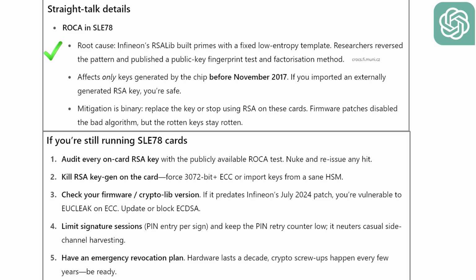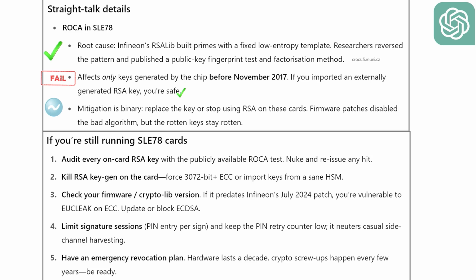So root cause, it got it right. The problem is it's generating RSA keys based on prime templates that are not correct. Then we have one fail here, because it says it affects only keys generated by the chip before November 2017. That's maybe not completely a fail, but it's very misleading, because it does not really tie to a time. It ties to the version of the library that runs on your card. I can still take a card and generate vulnerable keys nowadays. Although the second part is correct: if you import keys from outside, as you learned in Estonia, that you can import into your Estonian ID cards from outside the chip, then it's safe.